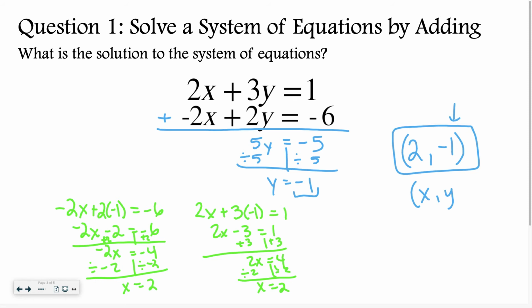Sometimes I see students that just start their ordered pair in the order that they solve them. Okay, that is not correct. So make sure you always write your x first, then your y second. But it doesn't matter which order you solve them in first.